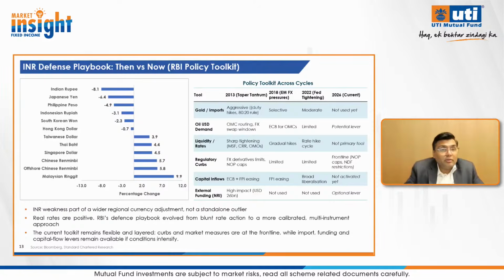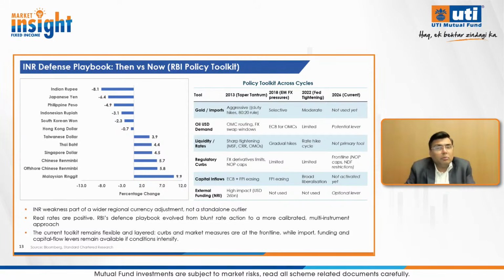If you look at the 1 year bank CD, that's around 6.9 to 7%. So whether you look at market interest rates in terms of CDs or bond yields, they're already at very high real rates. So in fact, rate hikes will not really help RBI to arrest the fall of the rupee.